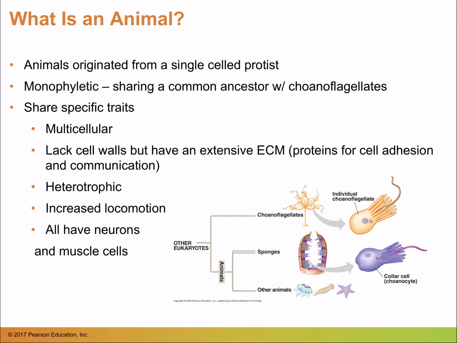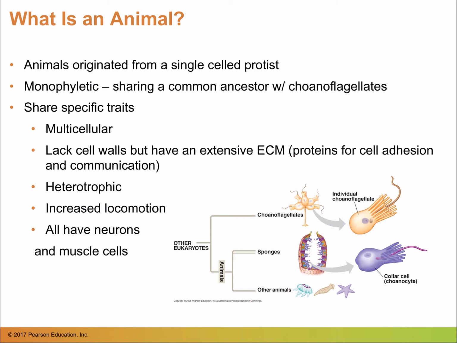They've got this matrix. They are heterotrophic, meaning that they obtain carbon and the compounds they need from eating other organisms. They don't do photosynthesis. They don't absorb it across exterior body surfaces. They ingest food, they eat it, and they take in the nutrients they need. All animals are going to move, so they have increased locomotion. They're going to have at some point in their life cycle, may not be in the adult form, it may be in the larval form, some type of movement.